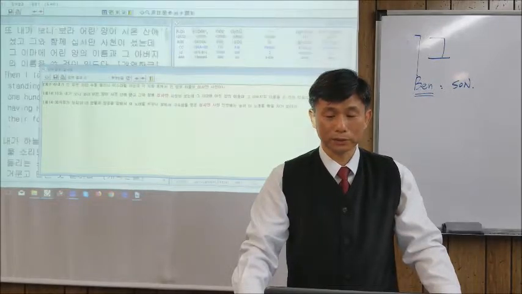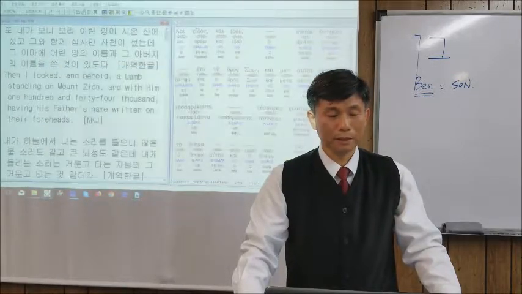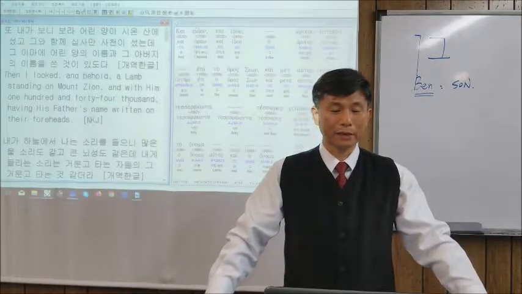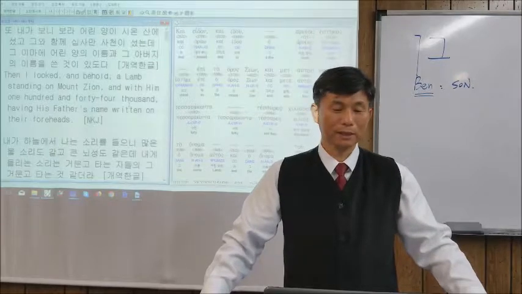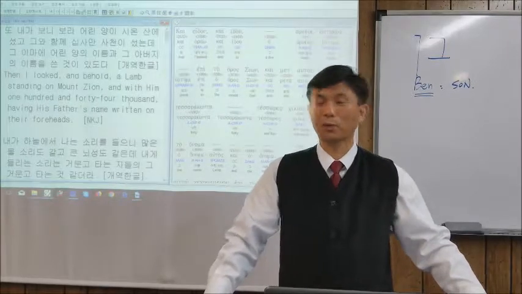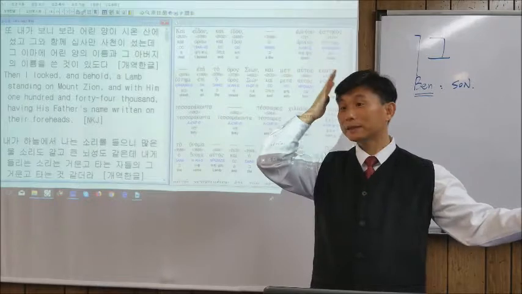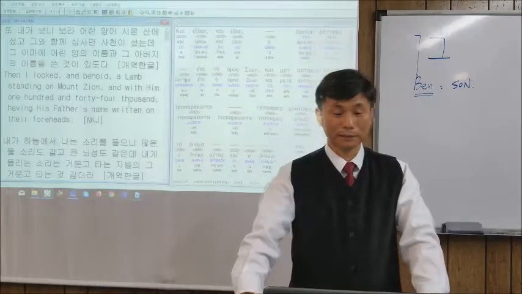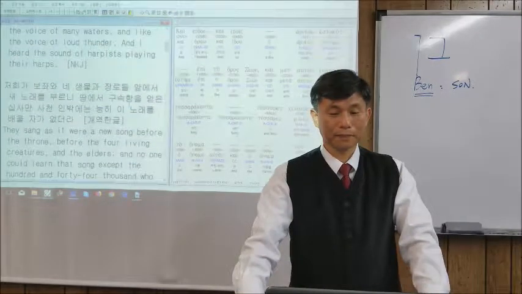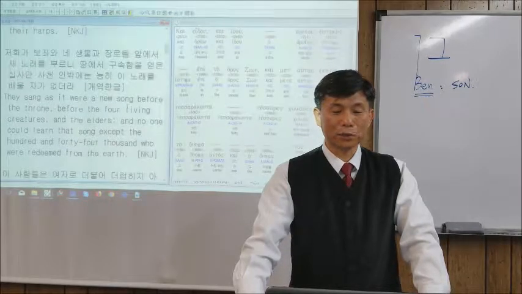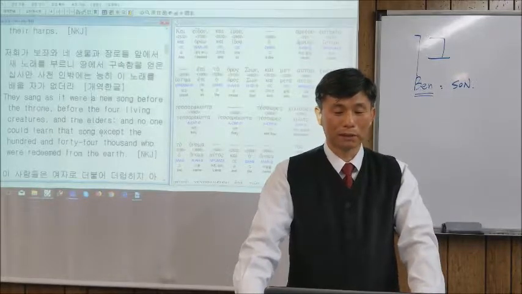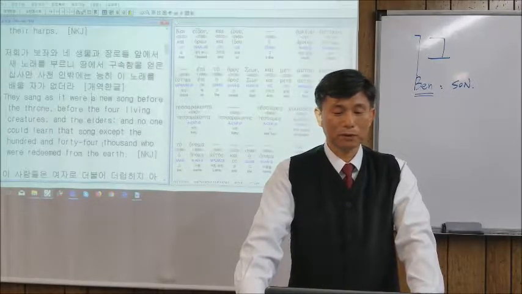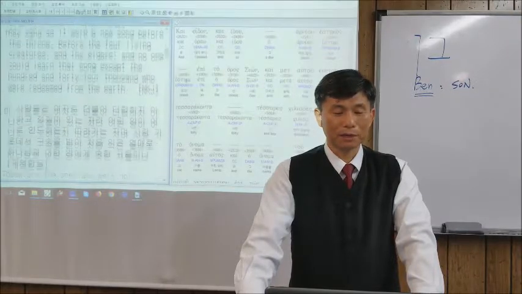And then 14:1, okay, 14. And I looked, and behold, the Lamb standing on Mount Zion, and with him 144,000, right? Having his Father's name written on their foreheads. Same as chapter 7, who got sealed on their head, right? Who got sealed. And then they sang as it were a new song before the throne, before the four living creatures and the elders, and no one could learn that song except the 144,000 who were redeemed from the earth.